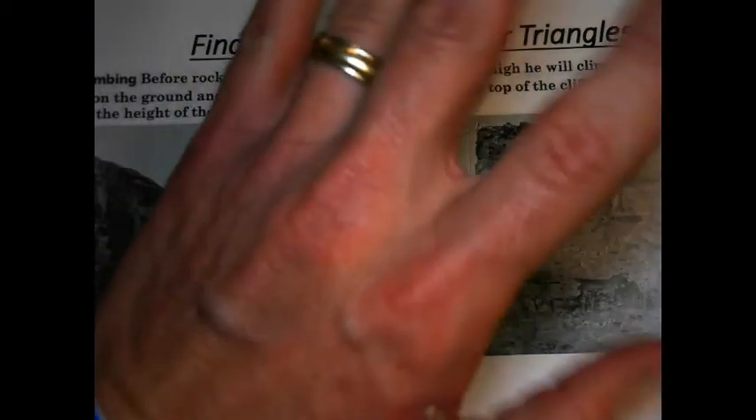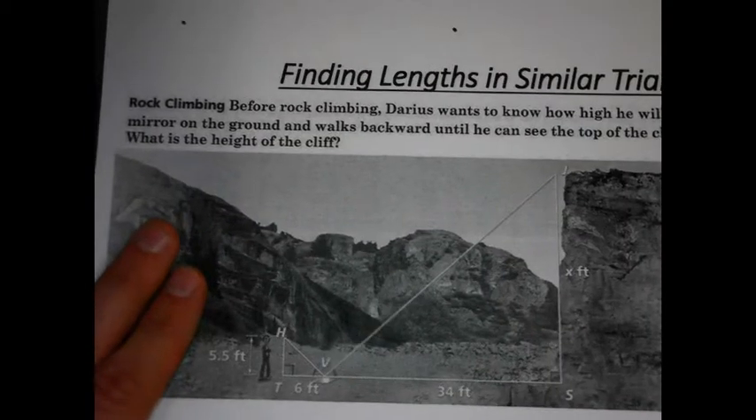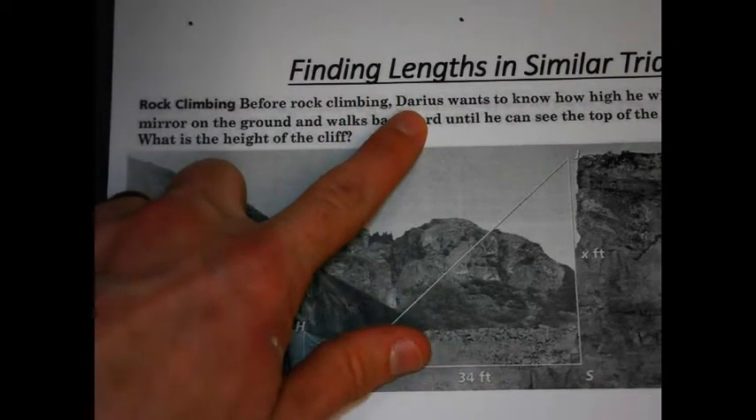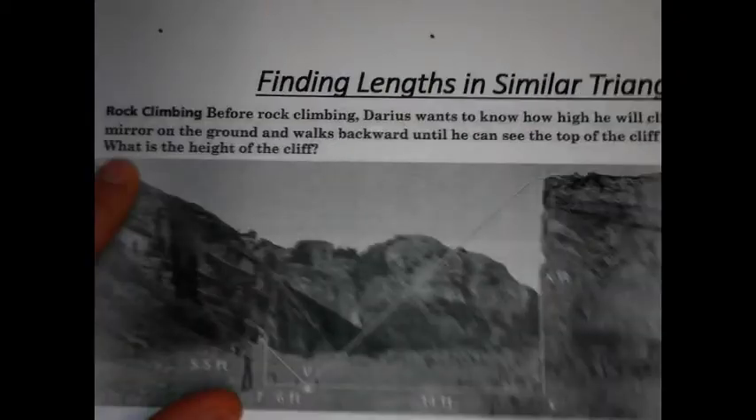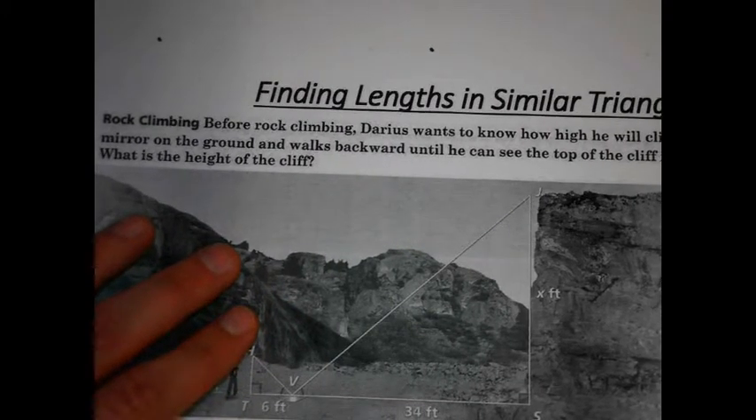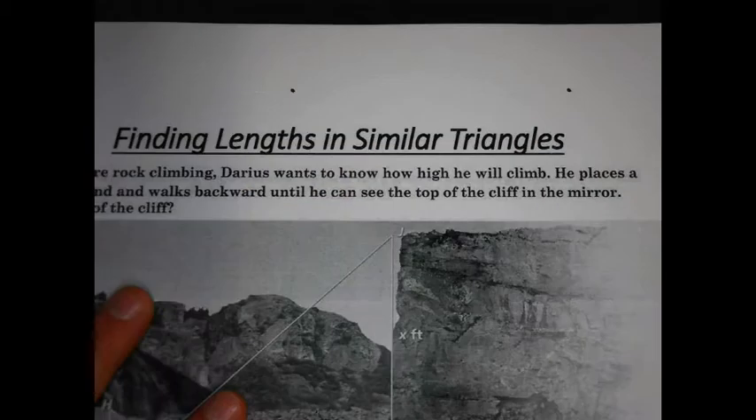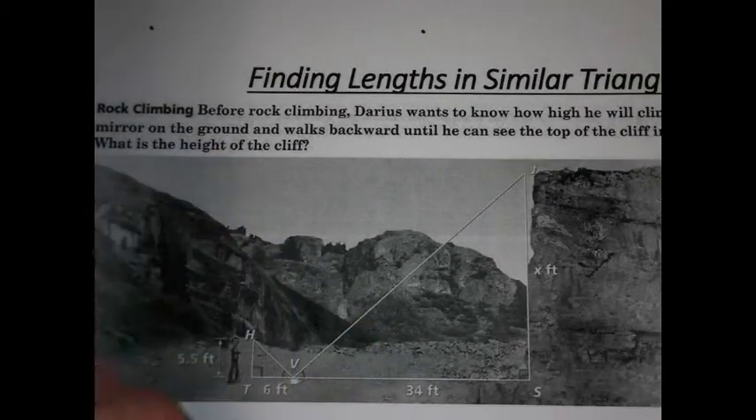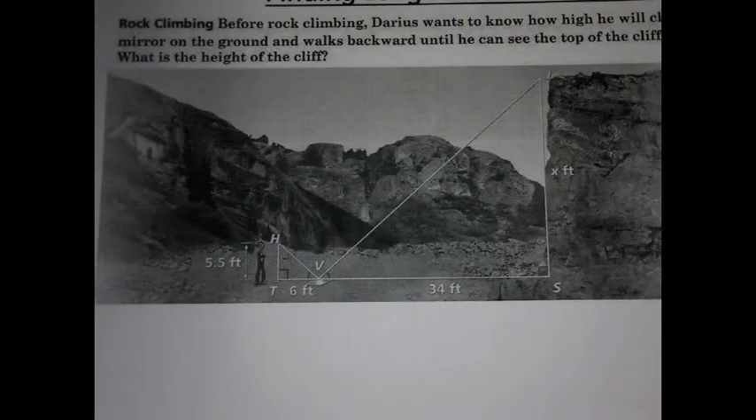So we're going to find lengths now in similar triangles. How is that going to work? Well, let's take a look at this example. We're going to talk about rock climbing. Before rock climbing, Darius wants to know how high he will climb. Isn't that a helpful thing to know? He places a mirror on the ground and walks backward until he sees the top of the cliff in the mirror. Okay, so understand what's happening. Darius puts a mirror on the ground and then walks backwards until he can see the top of the cliff in the mirror. What's the height of the cliff?